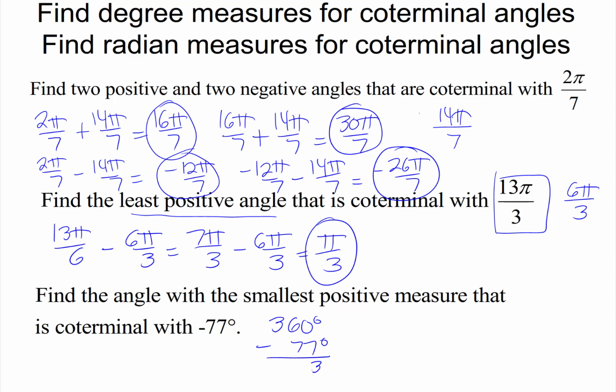So this is going to be 3, and here we borrowed, this is 2 and 5, so it looks like that's going to be 8, 283 degrees. So 283 is the smallest coterminal angle with negative 77 degrees, and that makes some sense because negative 77 would be in quadrant 4, as is 283 degrees.